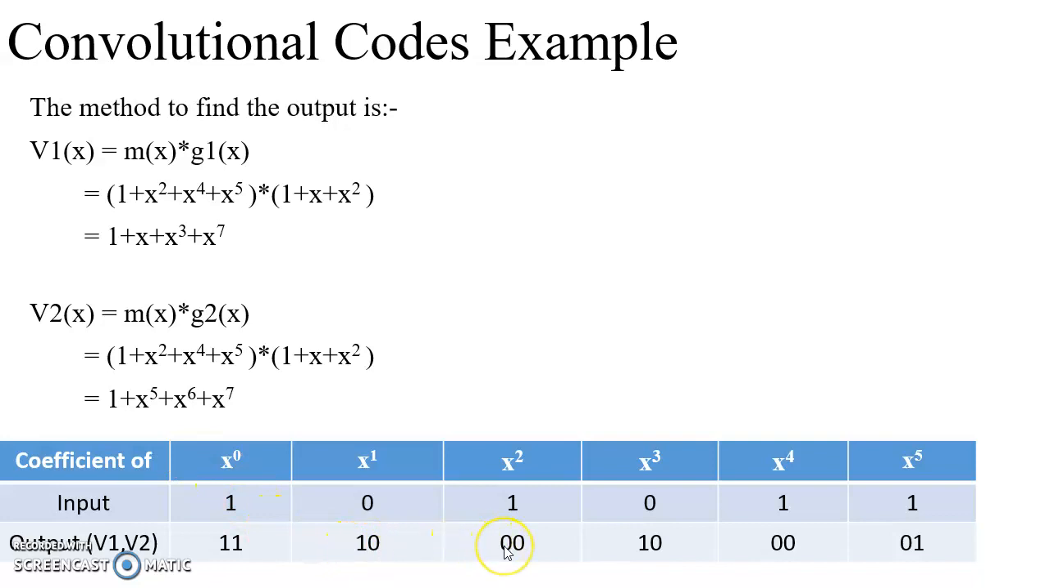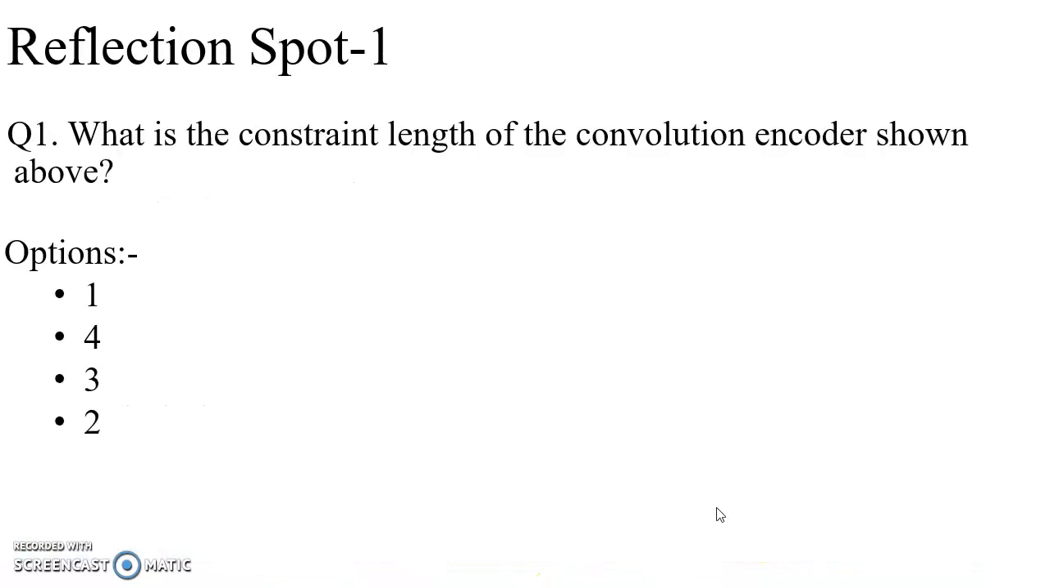Likewise x raised to 2 is 0, 0, as it is not present in either. X raised to 3 is 1, 0. X raised to 4 is 0, 0. X raised to 5 is 0, 1. We are not mentioning x raised to 6 and x raised to 7 deliberately, because there are only 6 input bits, so we write only the corresponding output. We move on to the next.